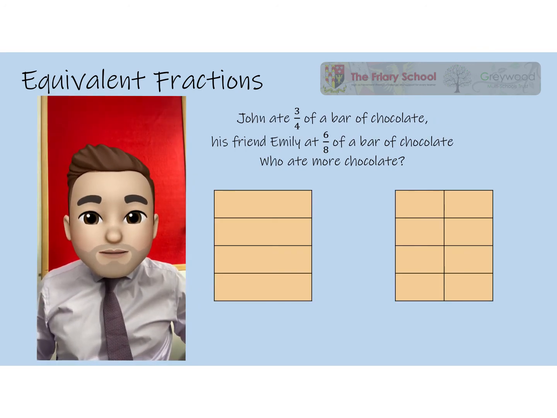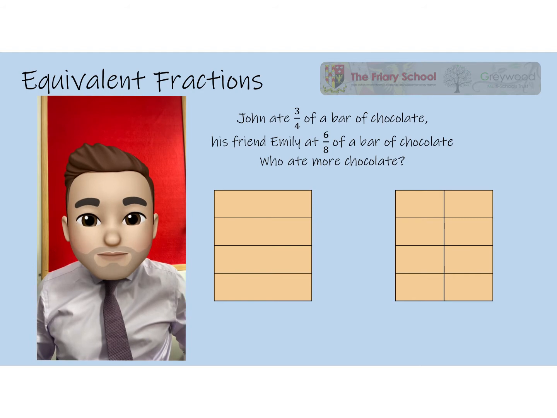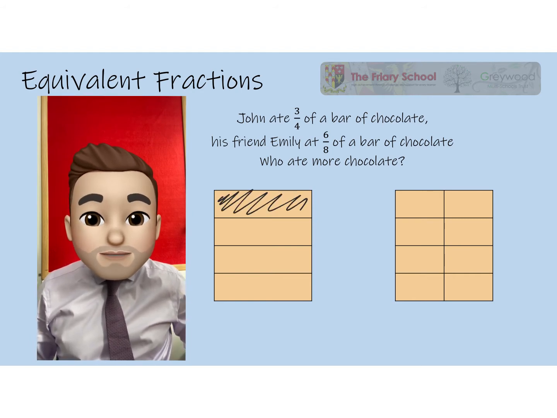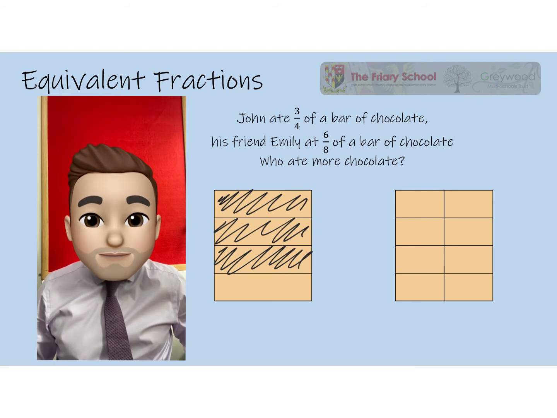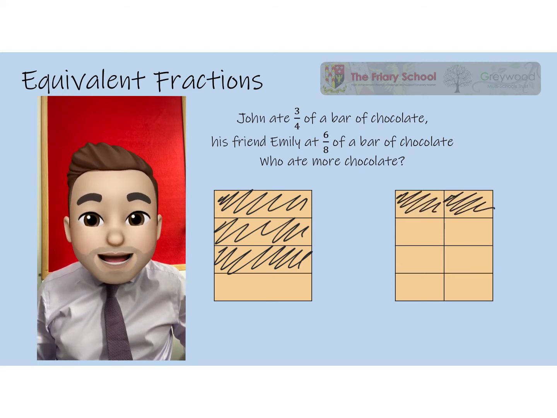like. So, if John ate 3/4 of this bar of chocolate, that means he ate 3 out of the 4 pieces. So I'm just going to colour in 3 out of those 4 pieces of chocolate. Then, on the right-hand side, we've got Emily's bar of chocolate. She ate 6 out of 8 pieces, or 6/8 of that bar of chocolate. So I'm just going to colour in 6 of those and have a look at who ate more chocolate.